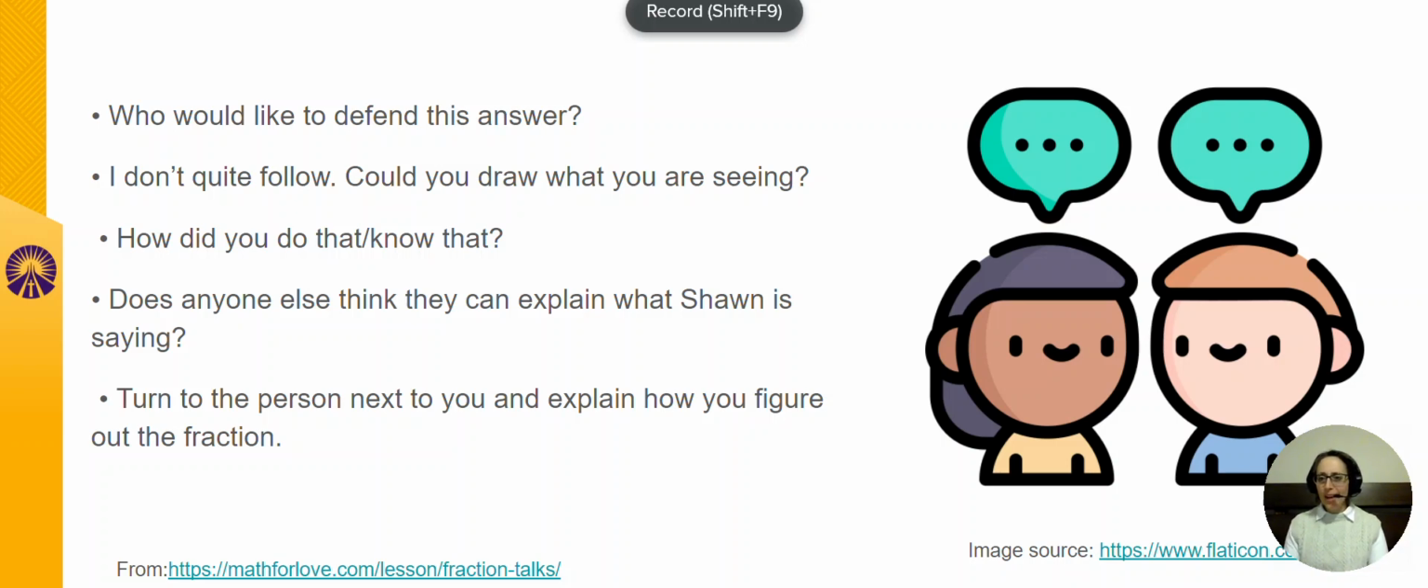How did you know that? Does anyone else think they can explain? And of course, that opportunity to turn and talk, especially in the beginning of number talks. I find that so valuable because it gives students that chance to rehearse their answer before they actually share it out with the larger group.